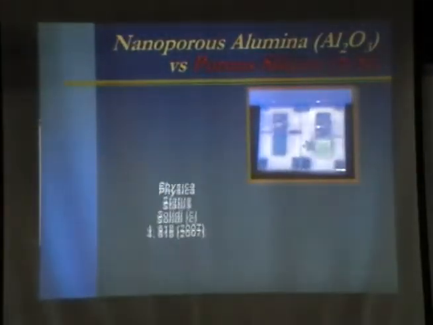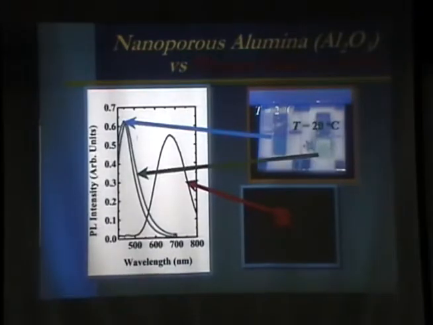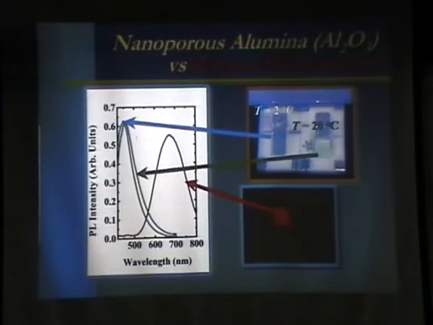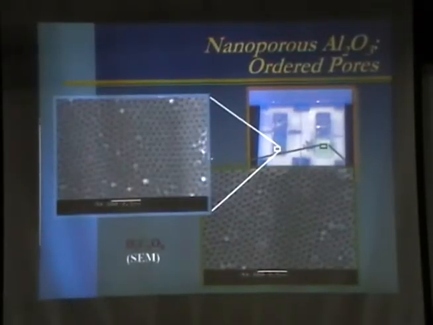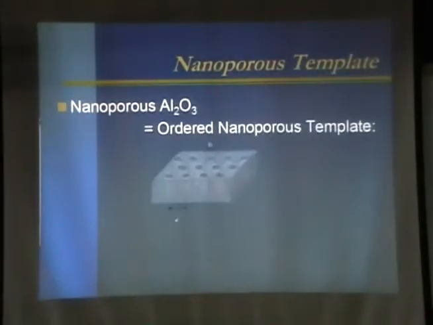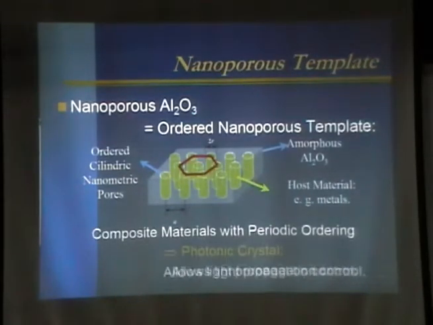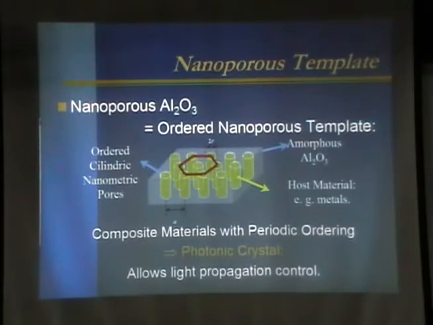Another porous material we are working with is nanoporous aluminum, right? That is prepared electrochemically. This nanoporous aluminum has more blue or green light emission, but what is more important, it consists of well-ordered pores in the structure of the material that can be used as a template for growing material inside these pores, which can have diameters on the order of a few tens of nanometers. Then this template can be used to grow, for example, metals inside these ordered structures that you can use, for example, to prepare photonic crystals.